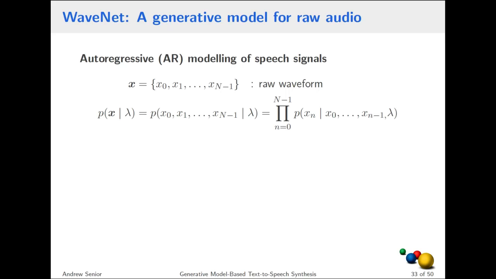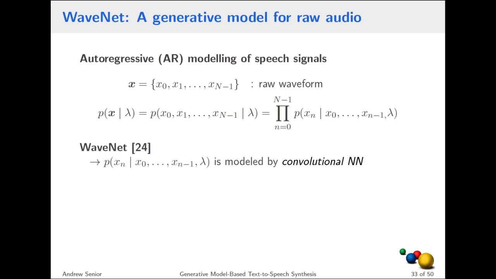So if we have a raw waveform, which is a set of samples, x1 through xn minus 1, we can model the probability distribution, probability of x given some model, with the chain rule, as we did with language modeling, as the probability of each sample conditioned on all the previous samples. So this gives us a way of modeling the joint probability of the whole signal, but breaking it down into a product of conditional probabilities. And in WaveNet, this is done with a convolutional neural network.